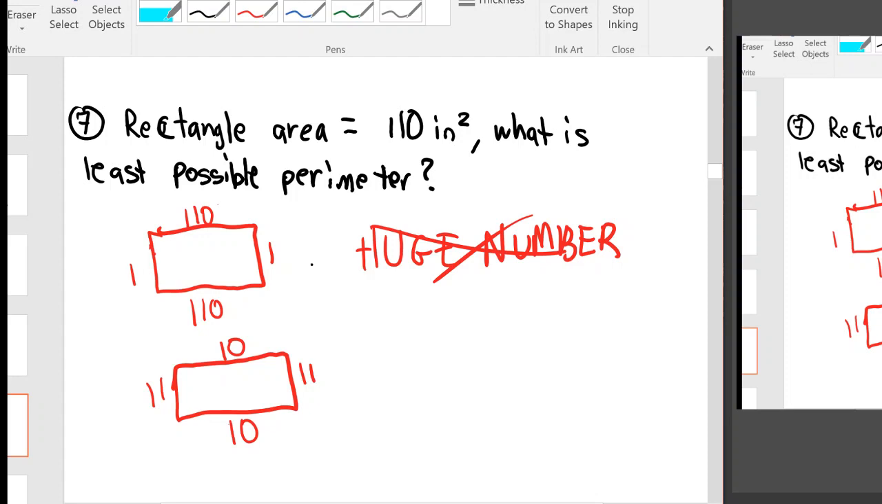If I'm trying to keep the perimeter small and I'm given the area, I'm going to try to keep the numbers relatively close together. So I have 11 plus 11 plus 10 plus 10, and my least possible perimeter becomes 42. If I was trying to get a larger perimeter, I would use the numbers that are furthest apart.